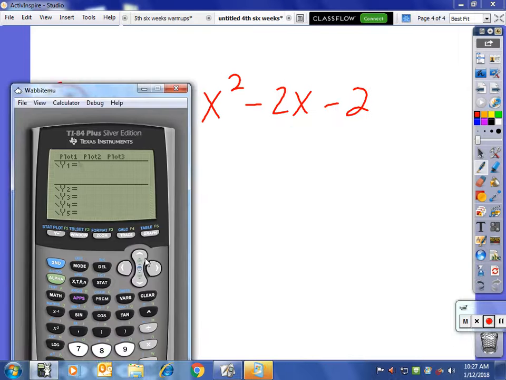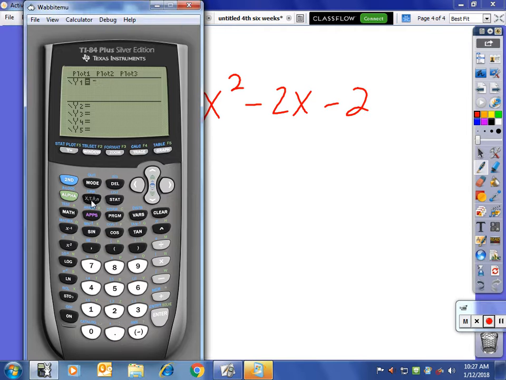Okay, so I'm going to put in that function rule. Y equals negative x squared minus 2x minus 2. And I'm going to just glance at the picture real quick. Is that ever crossing the x-axis? No, look at it. The vertex is below the x-axis, and it's a frown. It's opening down. It's never going to cross the x-axis. So it will never equal 0.